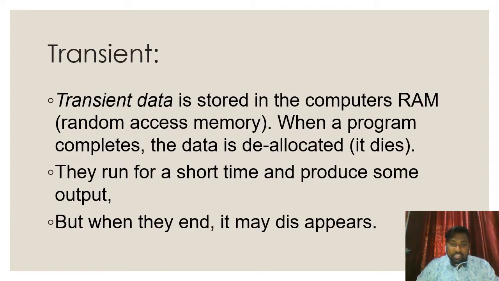The transient data is stored in the computer's RAM, random access memory. When a program completes, the data is deallocated, which means it will vanish, because whenever we are running, compiling or interpreting the program, only at that time will the output be there. After closing the program, the output will vanish. They run for a short time and produce some output, but when they end, it may disappear. These are known as transient programs.